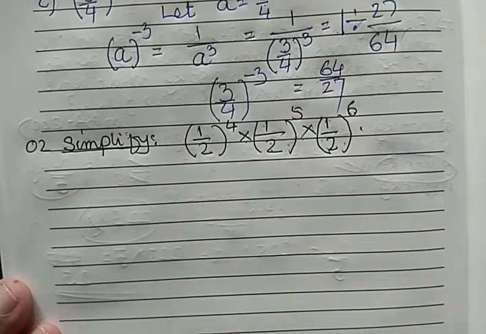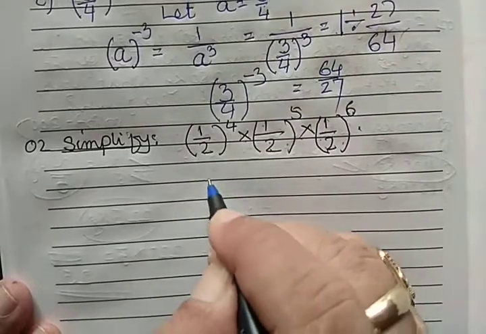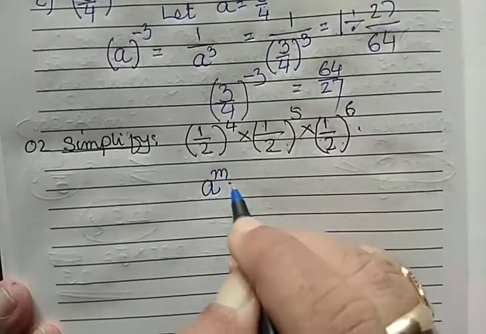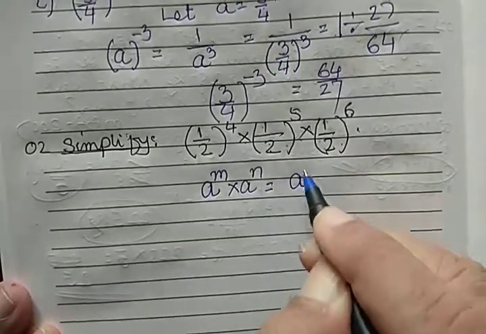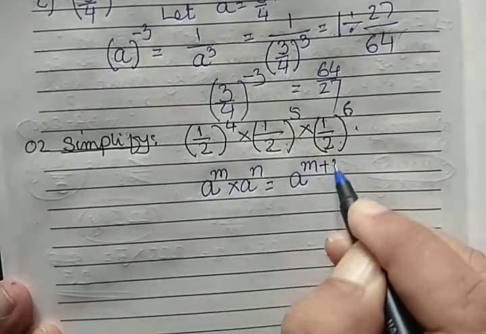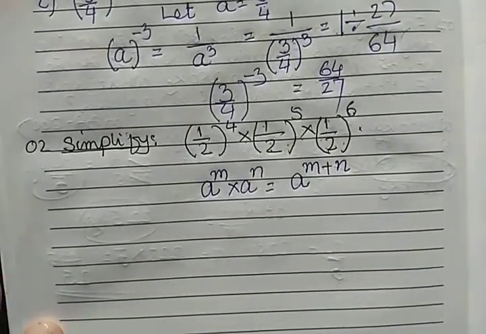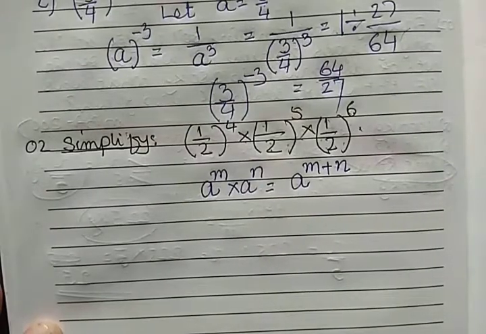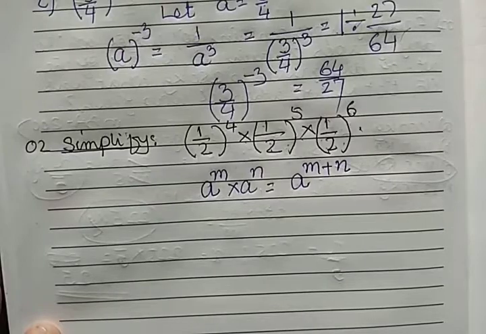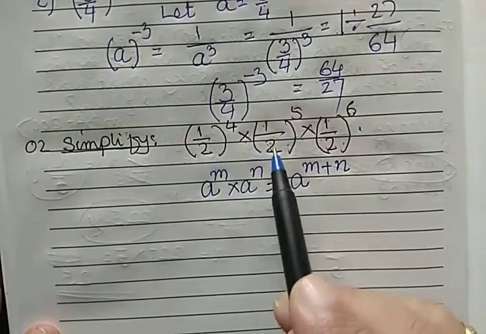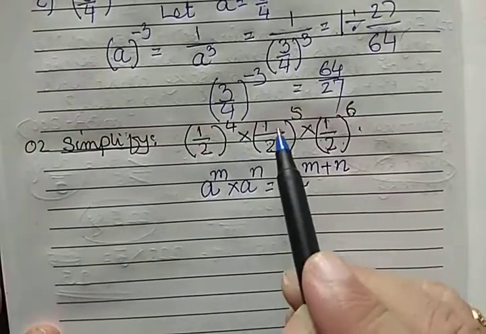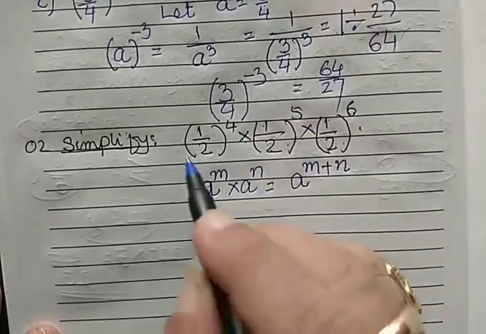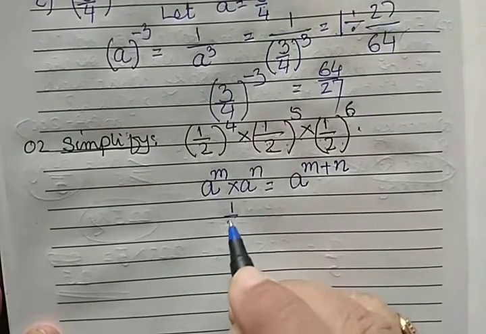So you have one law of exponents. What is that? A to the power of m into a to the power of n is equal to a to the power of m plus n. That means if base is same and you have a multiplication sign, then you should add the exponents. So here, what is the base? 1 by 2.